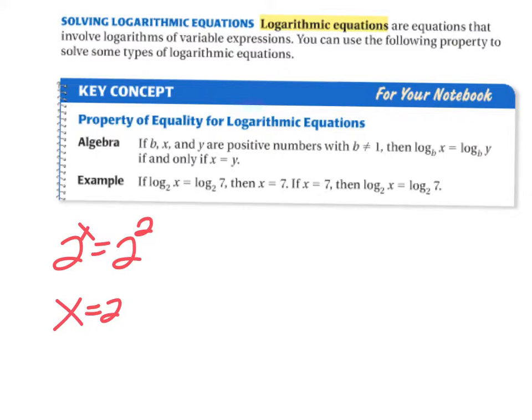Logarithm equations have the exact same property, and it's displayed right here. It says if you have log base 2 of x, and you are told that that equals log base 2 of 7, then, by common sense and the property of equality for logarithm equations, you can say that x equals 7.